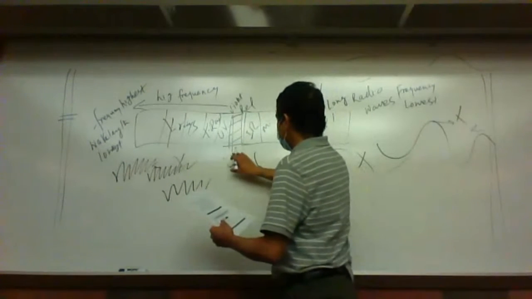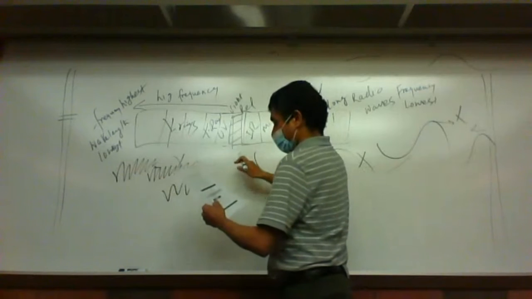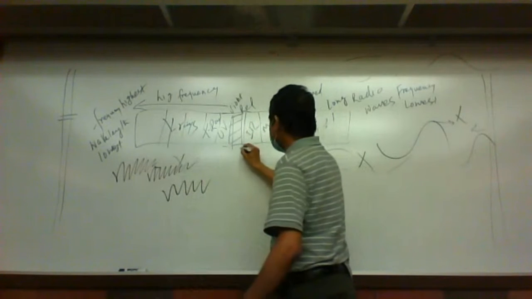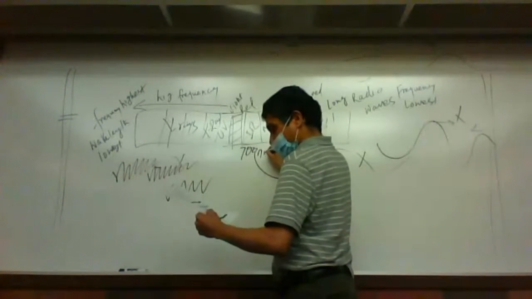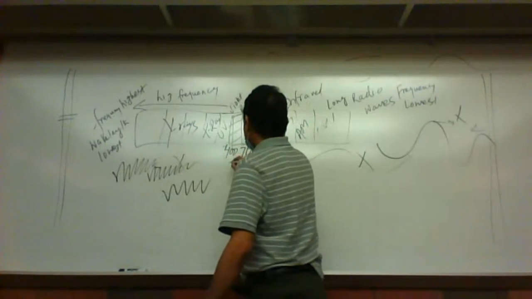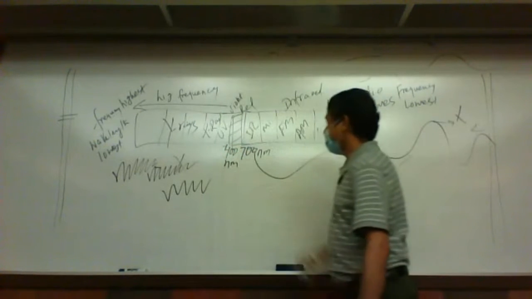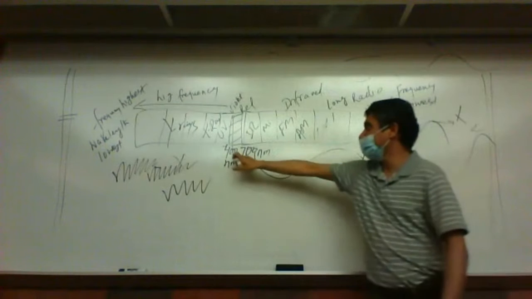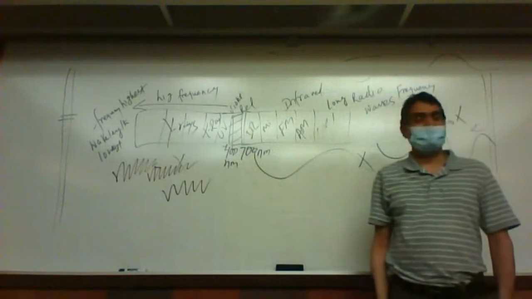If we measure this one, which wavelength can our eyes see? So here is a 700 nanometer, and here is a 400 nanometer. So our eyes can see the light that has the wavelength between 400 nanometer and 700 nanometer.